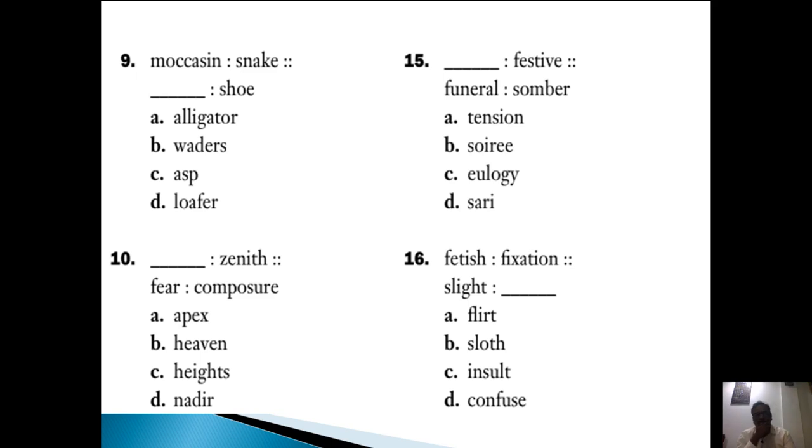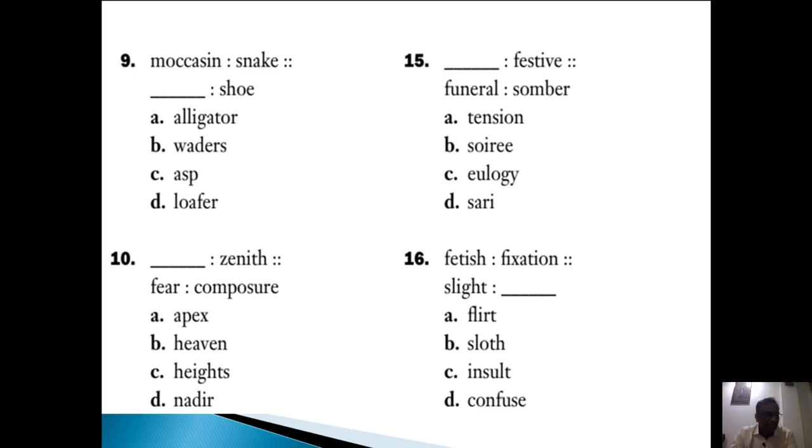Now, we'll discuss question number 15. Dash equal to festive. Then funeral equal to somber. Options can be tension, sorry, eulogy. Let's check it. The answer is sorry. A party is described as festive, and a funeral is described as somber. To solve such kind of question, I would suggest you to read more words. Your vocabulary should be extended.